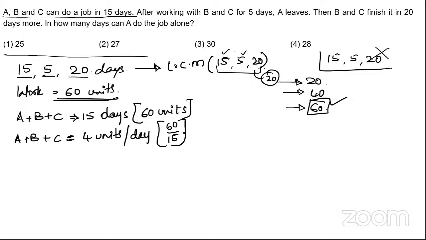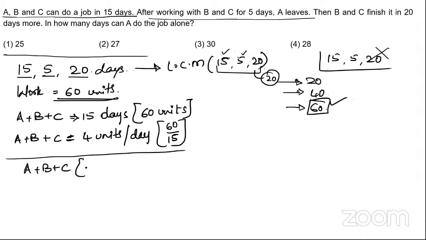Now we are going to come to the question. It says, after working with B and C for 5 days, A leaves. So A was working with B and with C for 5 days. In one day, A, B, and C together do 4 units. So in one day they do 4 units.